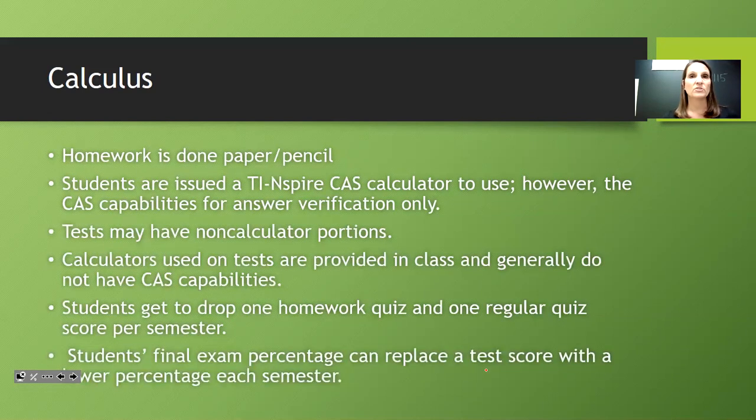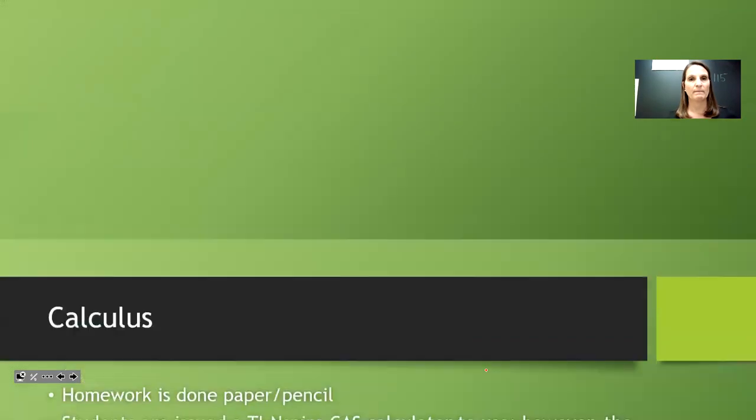At the end of the semester, students' final exam percentage can replace a test score with a lower percentage each semester. So if a student ends up with an 85 on a test, but they get a 93 on the final, then students can replace that 85 with the 93. They can do that for 1 test per semester.